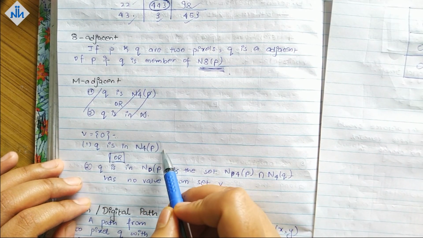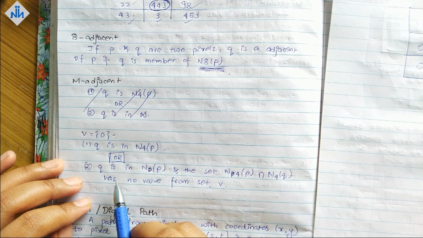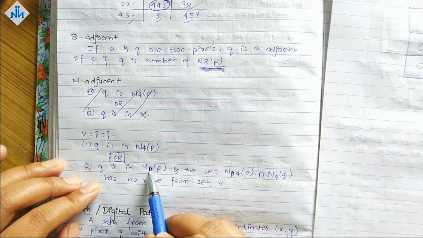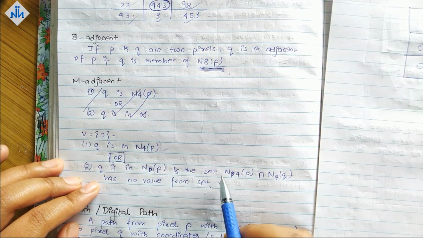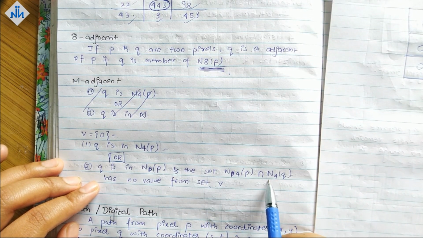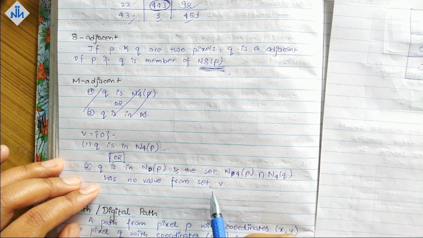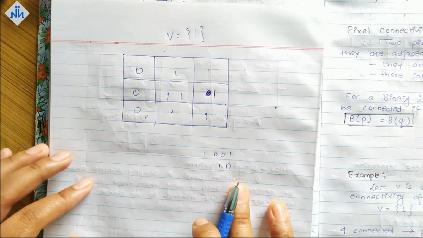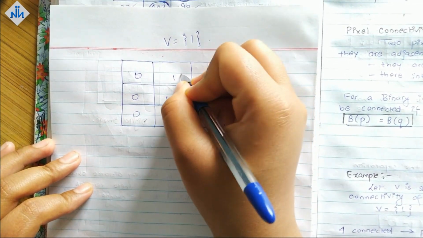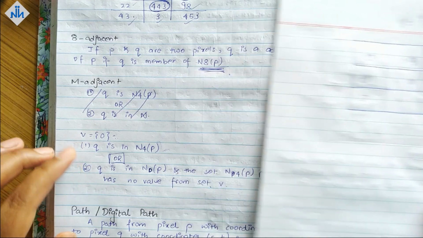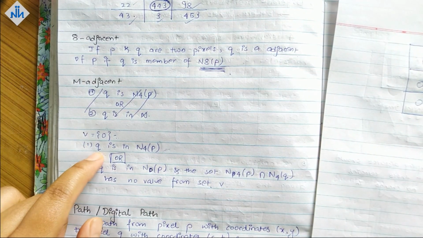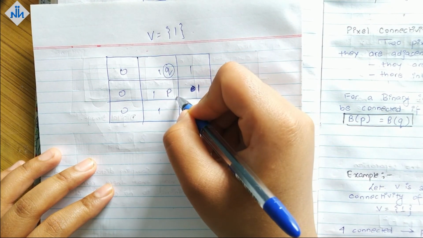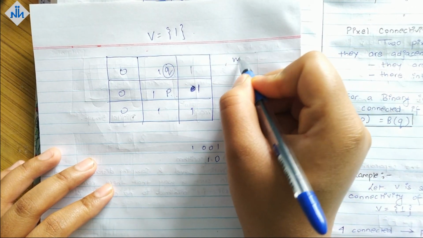And if it is not in N4(P), then we will check the second condition, which says Q is in ND(P). ND means the diagonal of P, and the set N4(P) intersection N4(Q) has no value from the set V. So for example, if this is our P and this is our Q, then for M adjacent, first of all we will check whether Q is in N4 of P or not. Since Q is in N4 of P, we can say that they are M adjacent.